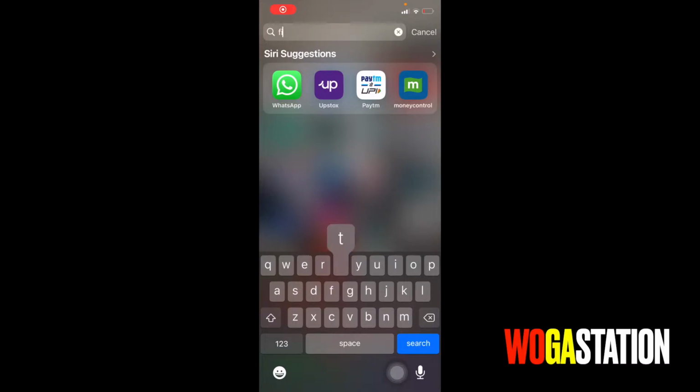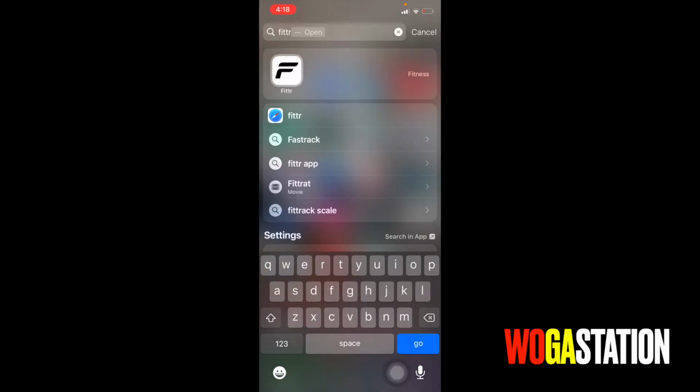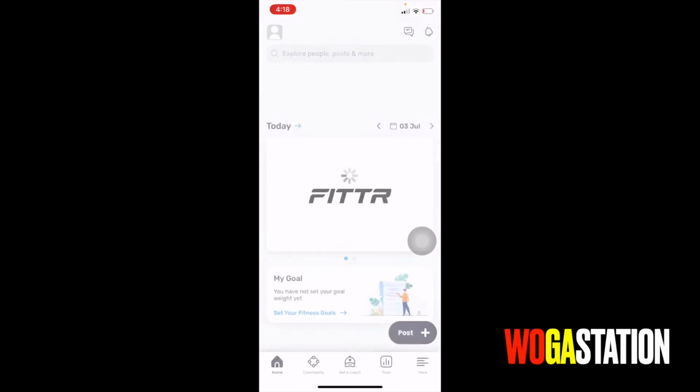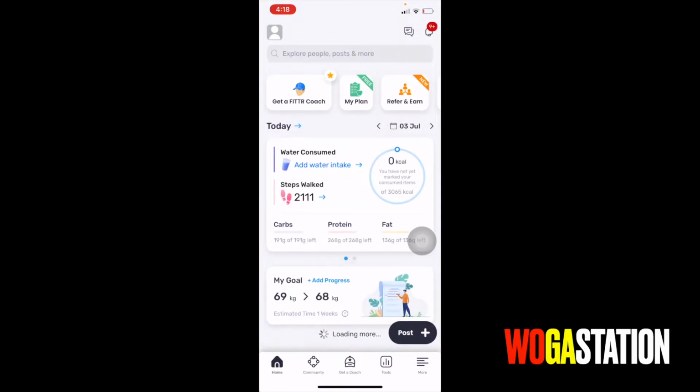So there are many free apps available on the internet like HealthifyMe or Fitter. But I prefer using Fitter. The good thing is it's very simple and easy to use. It's available on Google Play as well as the App Store. And more importantly, it's a free app.